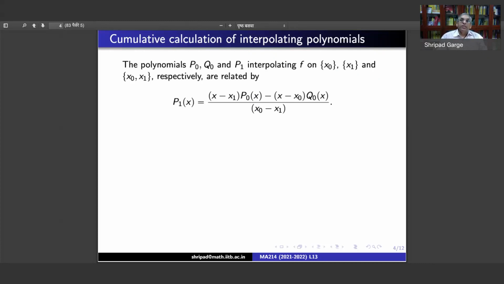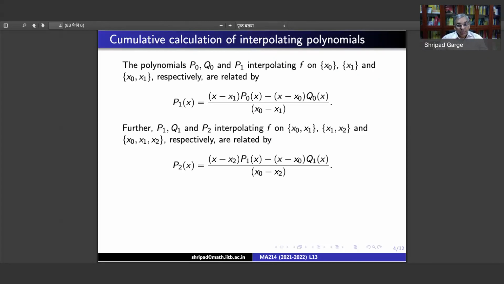that P1 can be computed from these two constant polynomials which interpolate our given function on the points x0 and x1, where P1 is the polynomial, indeed also a function, so a polynomial function interpolating the given function f on the nodes x0 and x1. Then this is the formula that we have for P1.